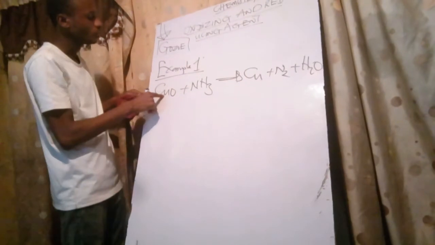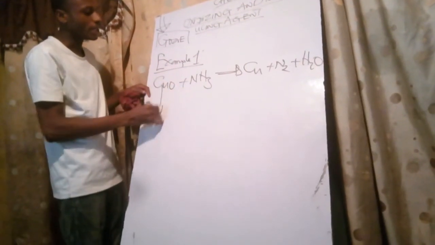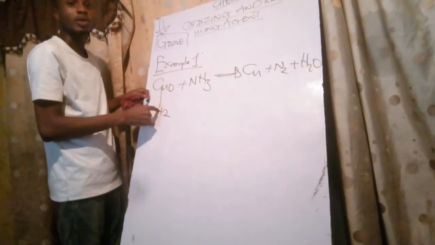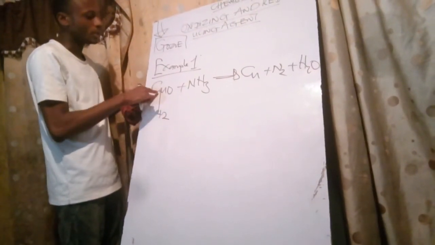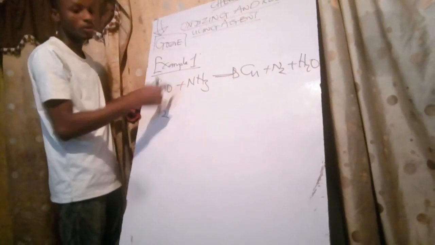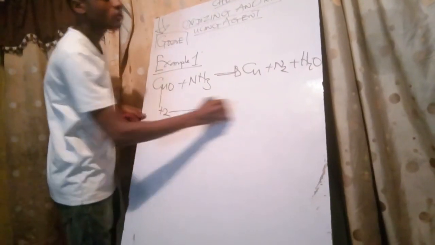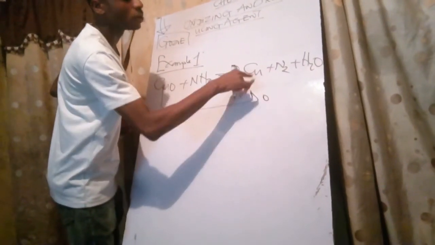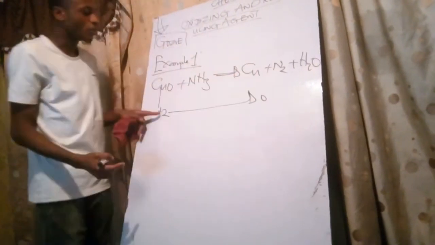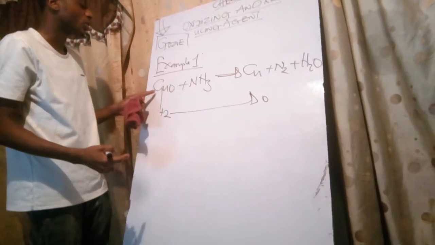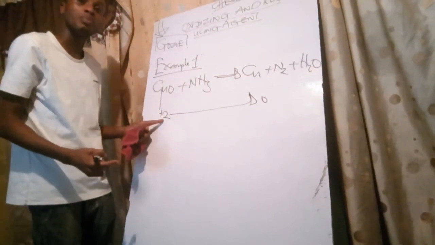What is the oxidation number of copper here? +2. I hope you know how to do this. We use the second arbitrary rule: X plus -2 is equal to 0, so X, that of copper, is equal to +2. The oxidation number of copper here is what? 0, because it's standing alone. From +2 to 0, what is that? Reduction. The oxidation number of copper has reduced from +2 to 0.